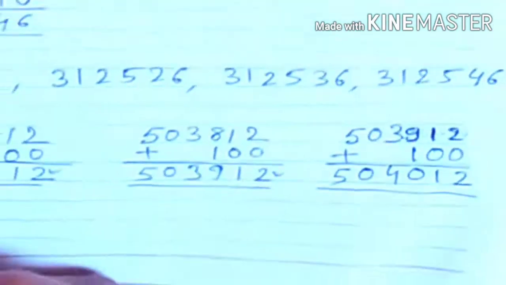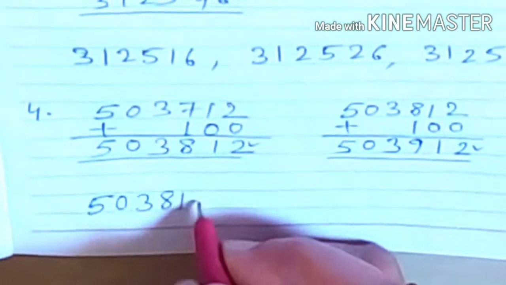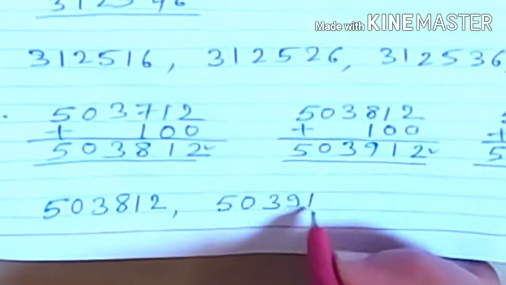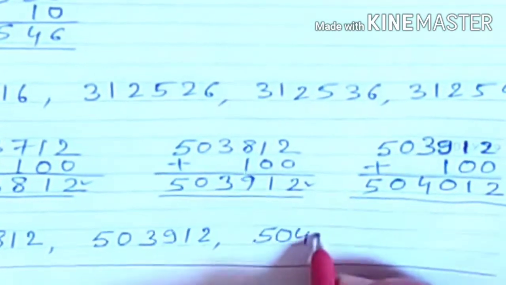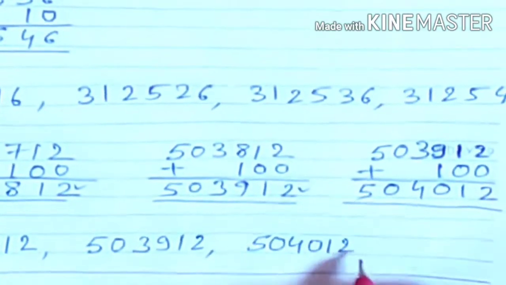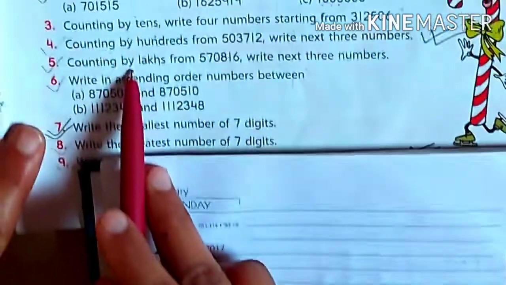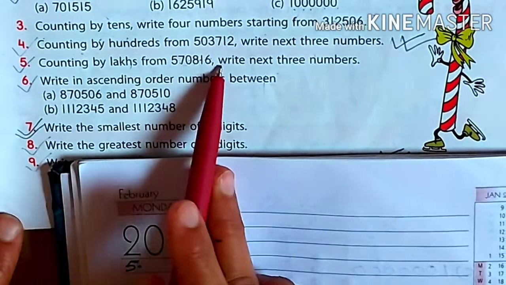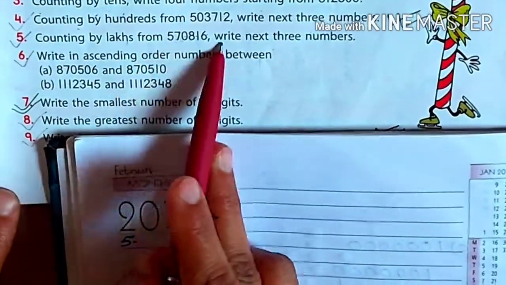So the answer is 503812, 503912, 504012. Question 5: counting by lakhs. From this, write the next 3 numbers. So we have to add 1 lakh to this number.